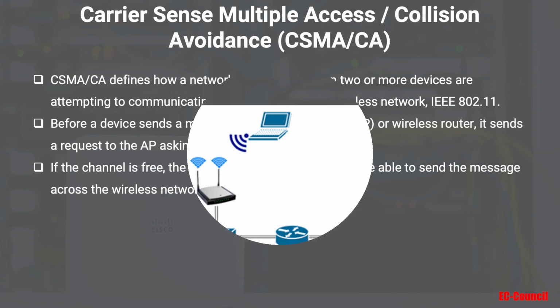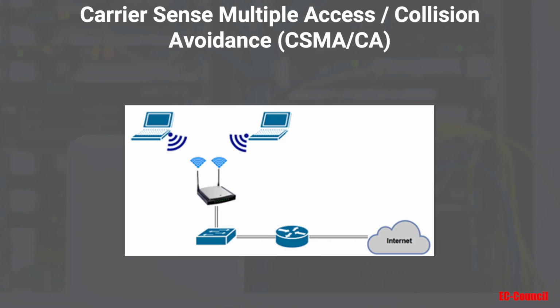So as you can see here, we have two devices, A and B. If A wants to send some sort of message on the wireless network, A will first ask the access point, hey, is the channel free to send? The access point will then reply and tell device A whether the channel is free or not. If the channel is free, then A will proceed to send. But if two or more devices send at the same time without asking or verifying the availability of the channel, there may be a network collision.